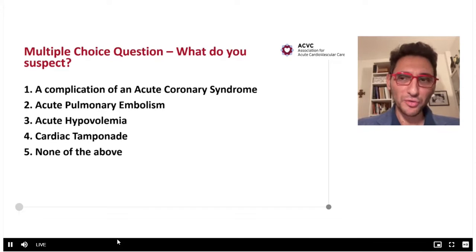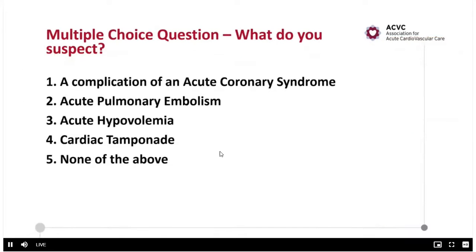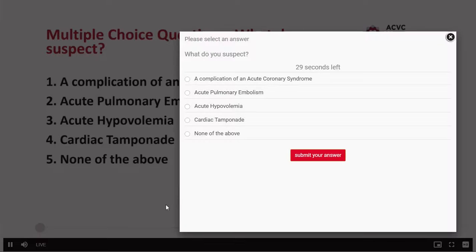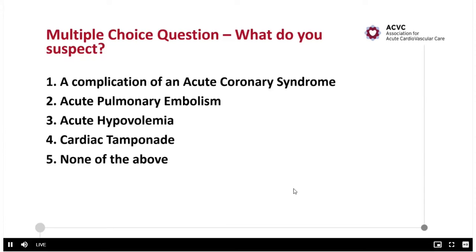You have 30 seconds to vote: a complication of an ACS, an acute pulmonary embolism, an acute hypovolemia, a cardiac tamponade, or none of the above. Great. We'll have 30 seconds to answer.